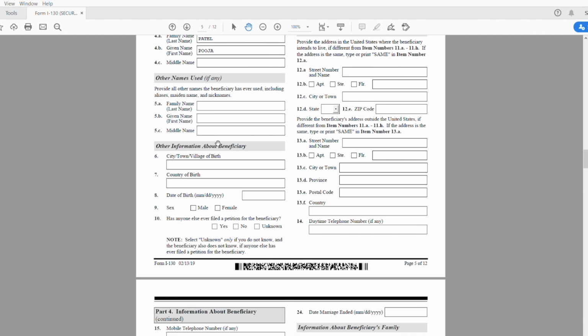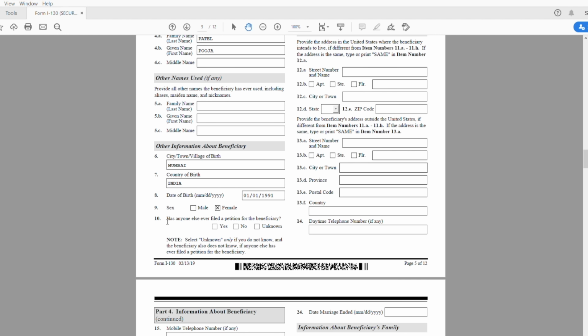Other information about the beneficiary. So here you would enter the beneficiary's place of birth, date of birth, and gender. So she was born in Mumbai, in India, and her date of birth is January 1st, 1991. And she is a female.